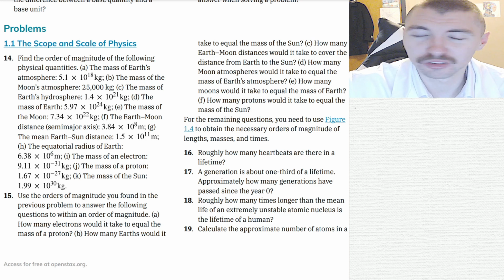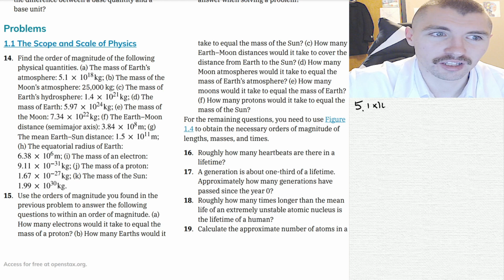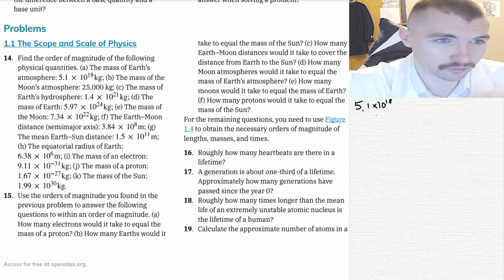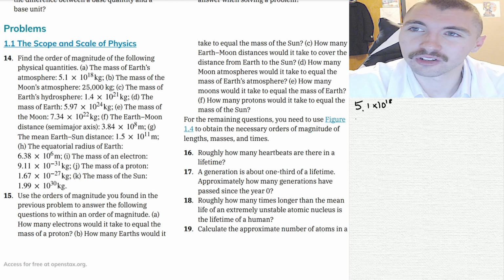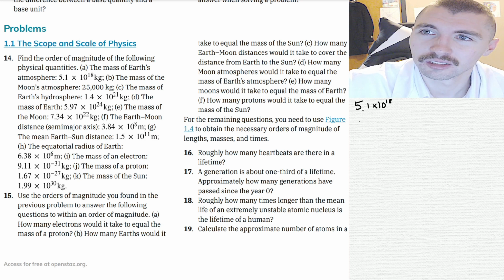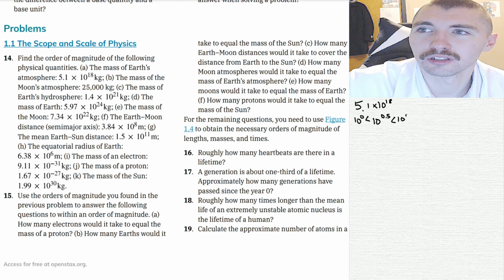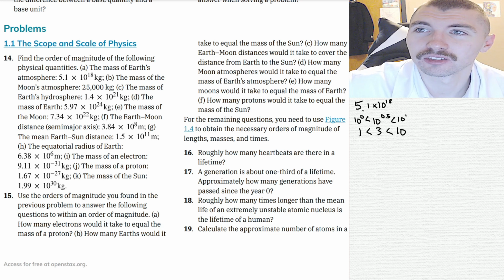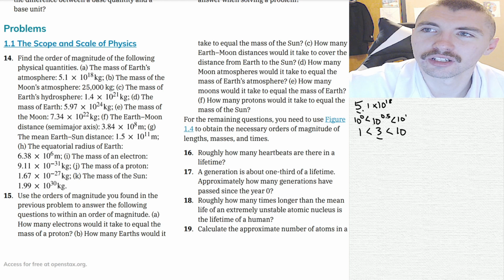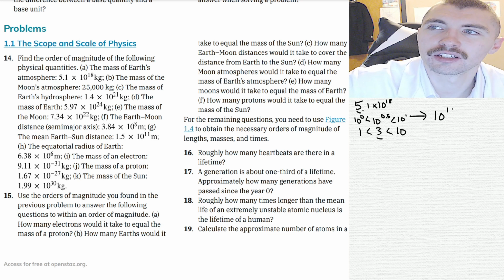So find the order of magnitude of the following physical quantities. All right, mass of Earth's atmosphere: 5.1 times 10 to the 18. If I recall, the book said 10 to the 0.5 is between 10 to the 0 and 10 to the 1, which is saying 3 is between 1 and 10. So obviously 5 is greater than 3. So we're going to say this is 10 to the 19.